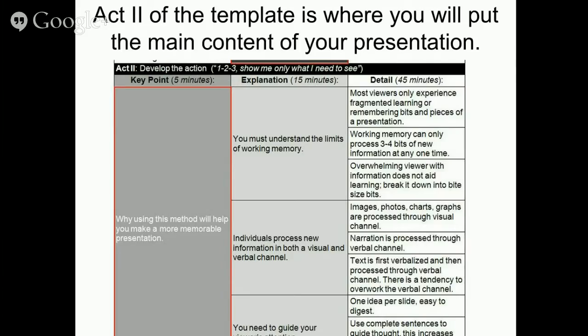That's my role in this piece. From there, it gets into Act 2, which is where you have key points. In this presentation, there are 3 key points. The first one is why using this method will make your presentation more memorable. From there, there are 3 explanation points. If I just used the key points and talked to those, this whole presentation would only last 5 minutes. By adding the explanation points, I've increased it to 15 minutes and give the audience a little more information. We talked about making it more memorable: understanding the limits of working memory, the visual and verbal channels, and how to guide the users through the presentation. Then we have the details, typically 3 details per explanation, and with this it turns out to be a 45-minute presentation.